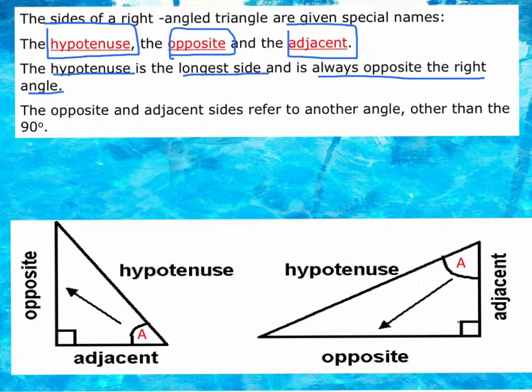So if I look opposite, here's the right angle here. If I look opposite that, I get the hypotenuse. Here's my right angle. If I look opposite, I get my hypotenuse. So it's always easy to figure out where your hypotenuse is. Either it's the longest side or it's opposite the right angle.